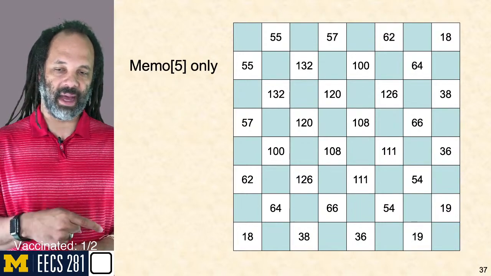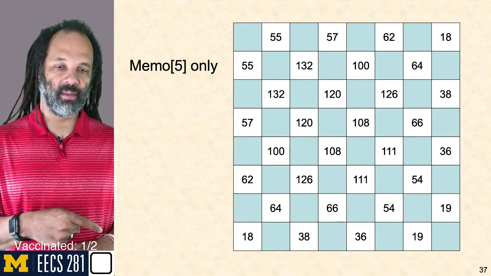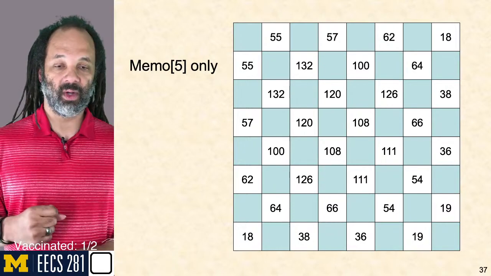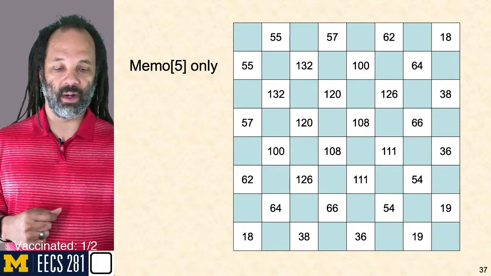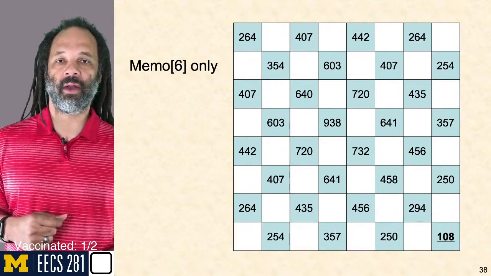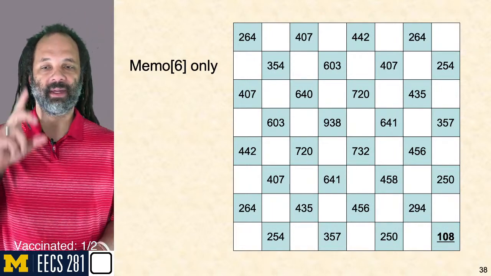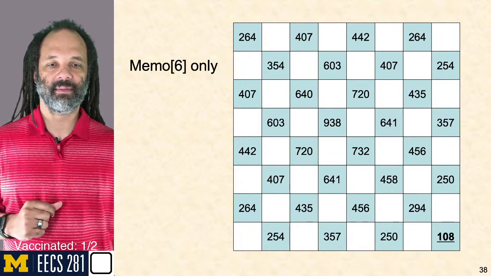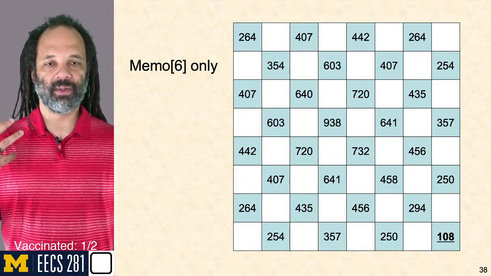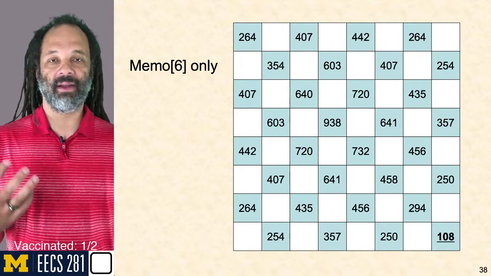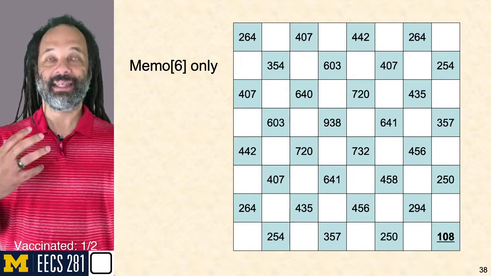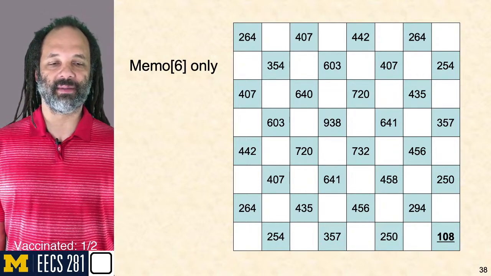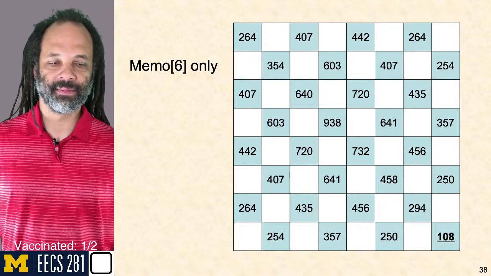Memo 6 in the bottom right corner comes from 1 row up, 2 columns back, and 2. That 54 plus 54 gives me 108 ways that I can go from the top left to the bottom right in 6 steps. That's the most efficient way to get there, and there's 108 different efficient ways to get there. I can't go any shorter than 6, but there's many ways I can get there in 6.